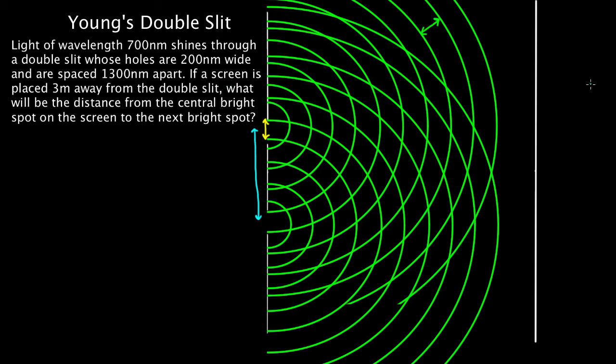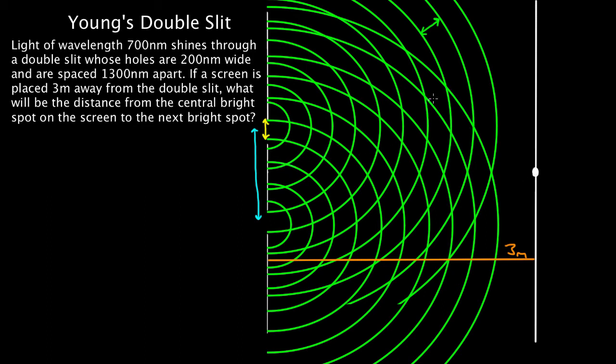That means from the center of one to the center of the other is 1300 nanometers. If a screen is placed 3 meters away, here's our screen, and it is 3 meters away, then what would be the distance from the central bright spot on the screen to the next bright spot? The central bright spot's going to be, well, it's in the center. You can follow this line. Look at it. It's kind of like a shadowy line right there. There's our bright spot, constructive point. How far would it be from that point vertically to our next one? Our next one's right here.